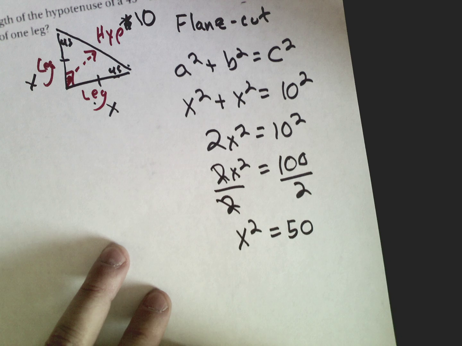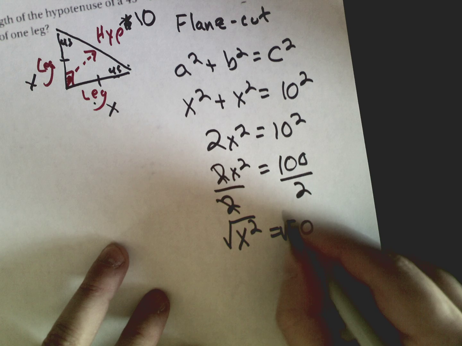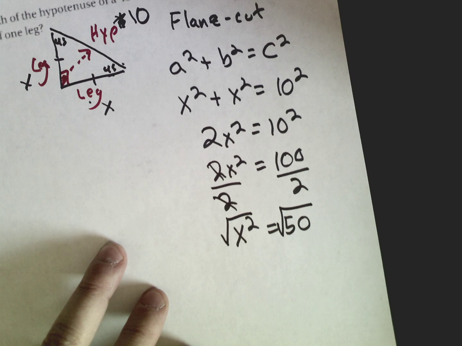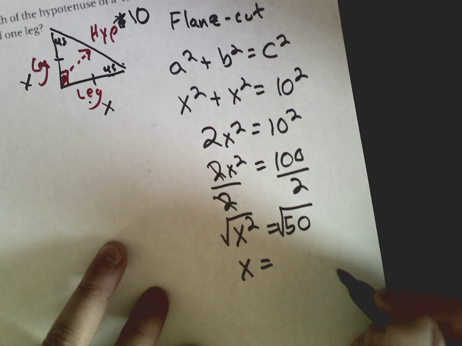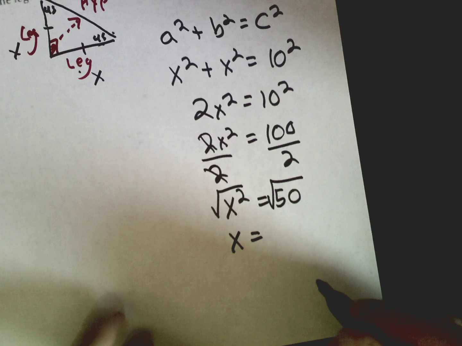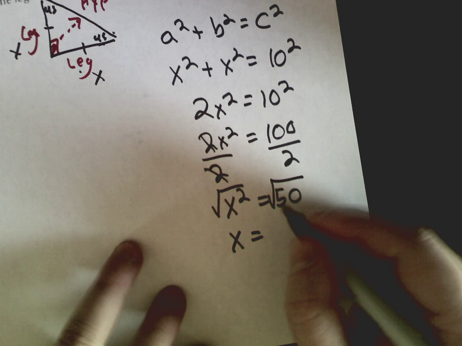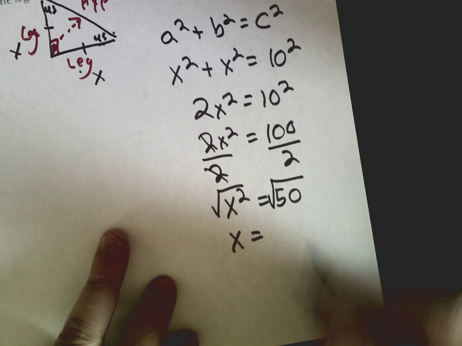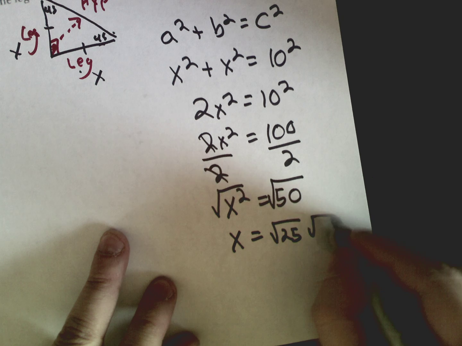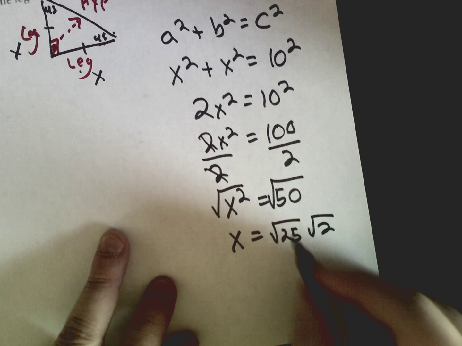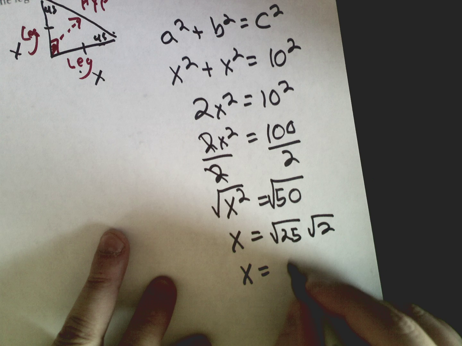Next step, square root both sides. X is the square root of 50. You can plug it into the computer or the calculator, or I can look at it here. I can say, well, the square root of 50 is really the square root of 25 times the square root of 2. The square root of 25 is easy. That's a perfect square. That's 5.